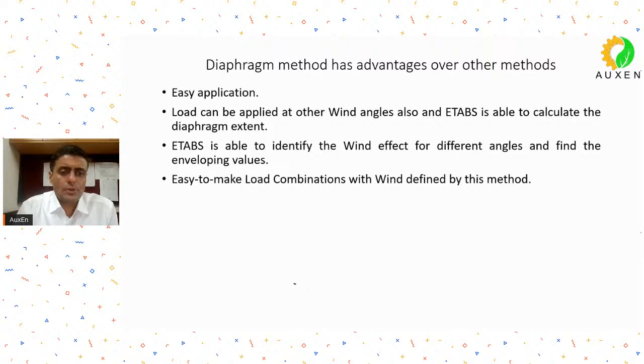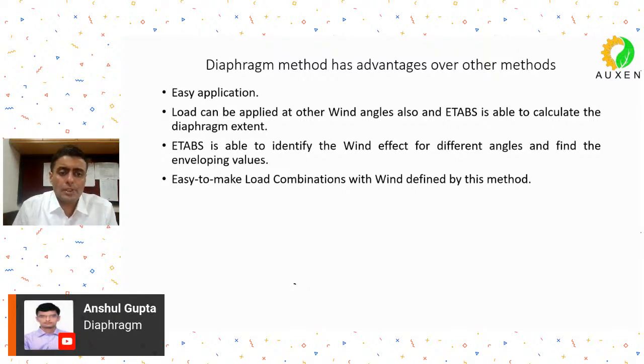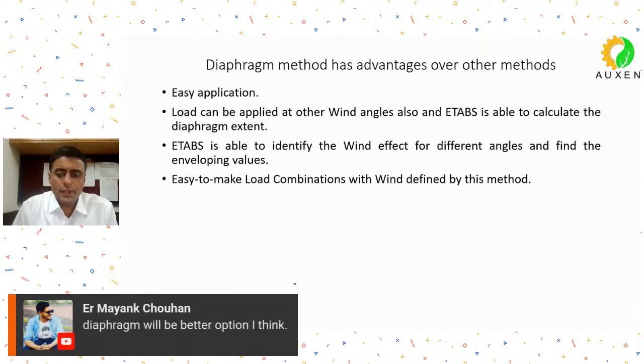Number one, it is easy to apply. Number two, loads can be applied at other wind angles also. So not only at 0 degrees, you can also assign wind loads at any random angle. We'll see how. Third, ETABS is able to identify the wind effect for different angles, and then it finds out the enveloping values on its own.